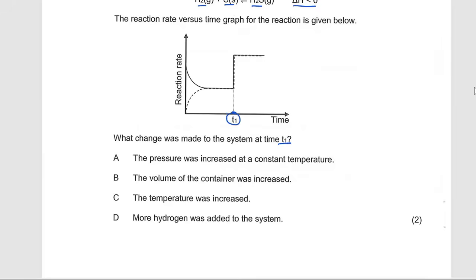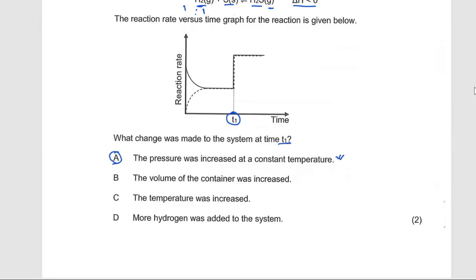So let's look at our options. It says here the pressure was increased. An increase in pressure will favor the side with the least number of moles. But if we look here, we have this gas and then this gas, so it's 1:1. It means if we increase pressure, it will favor both the reactants and the product sides. So the pressure was increased at a constant temperature. This A is the correct option.